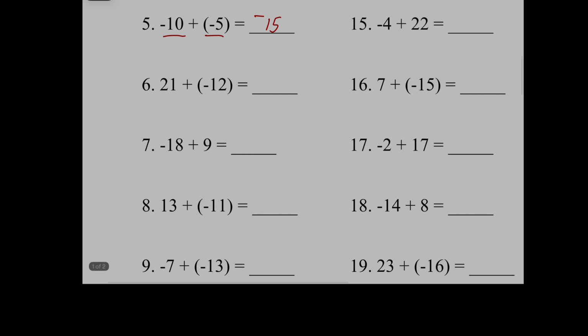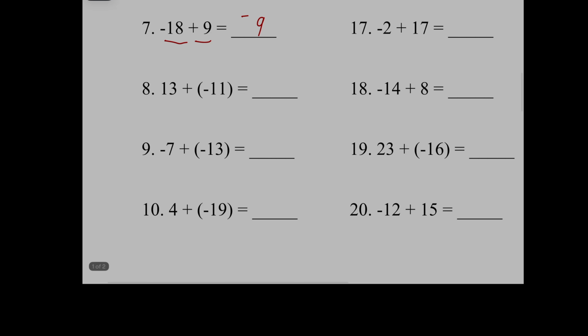For number 6, I notice that the signs are different. It is still an addition problem, so I just follow the rules, right? And so I'm going to subtract, keep the sign of the bigger number. Number 7, again, an addition problem. Signs are different, subtract, keep the sign of the bigger number. Number 8, what I notice here is that the signs are different. So I'm going to subtract them and keep the sign of the bigger number, which is positive.